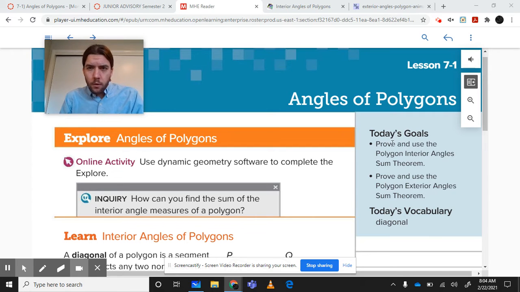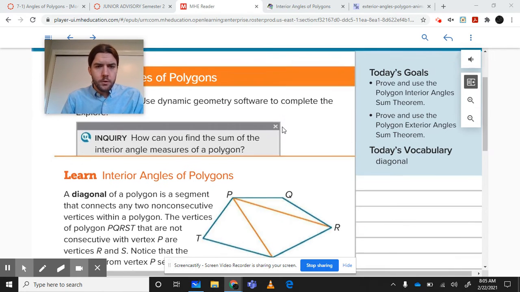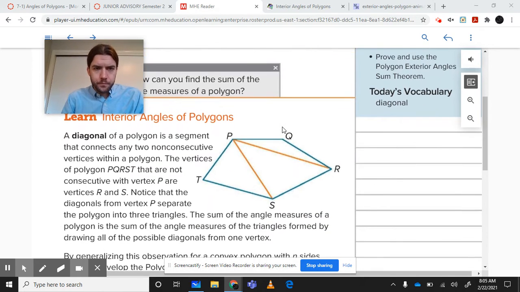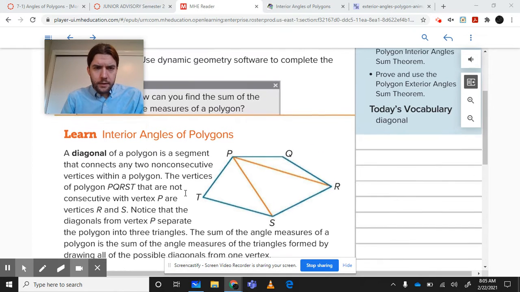Today we have two main goals, one regarding the interior angles sum theorem and one regarding the exterior angles sum theorem. So we're going to be trying to come up with some general ideas that we can apply to the amount of angle that we expect inside some kind of polygon and how much we expect to be outside. We're going to start with the interior. Start off by reading the introduction here.